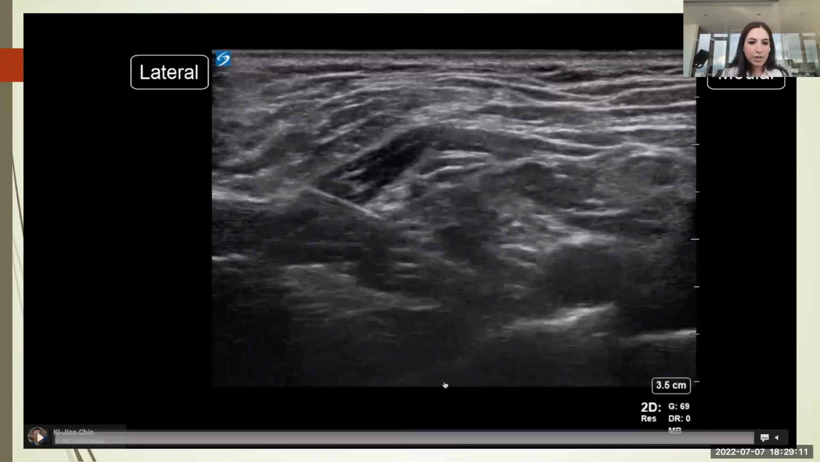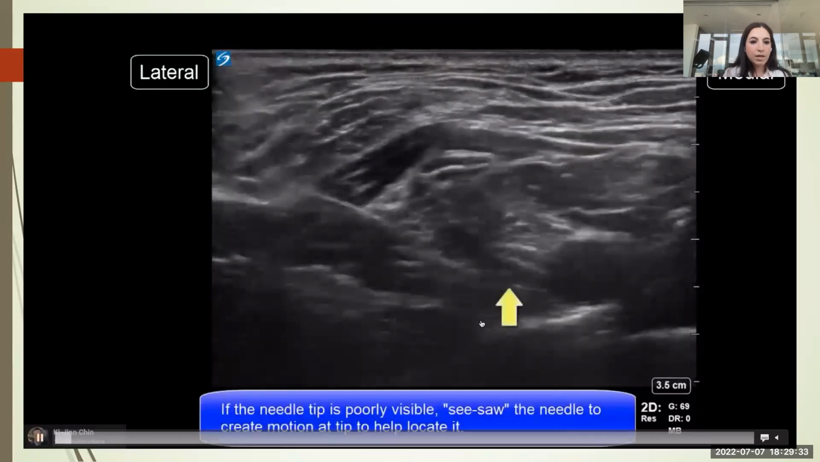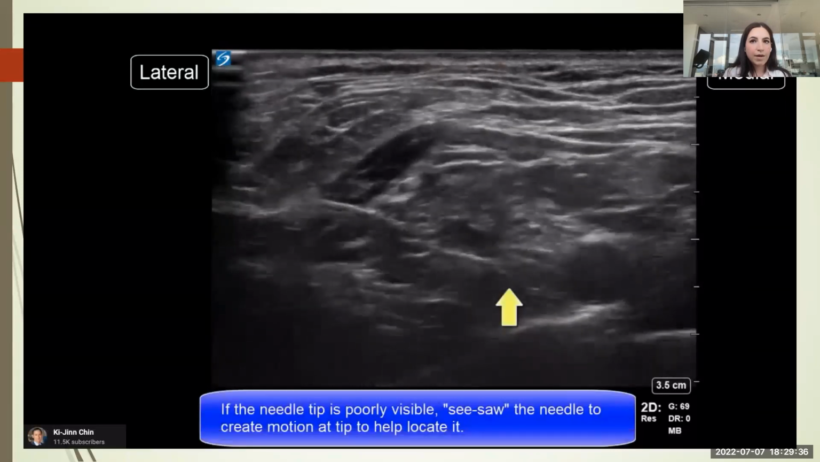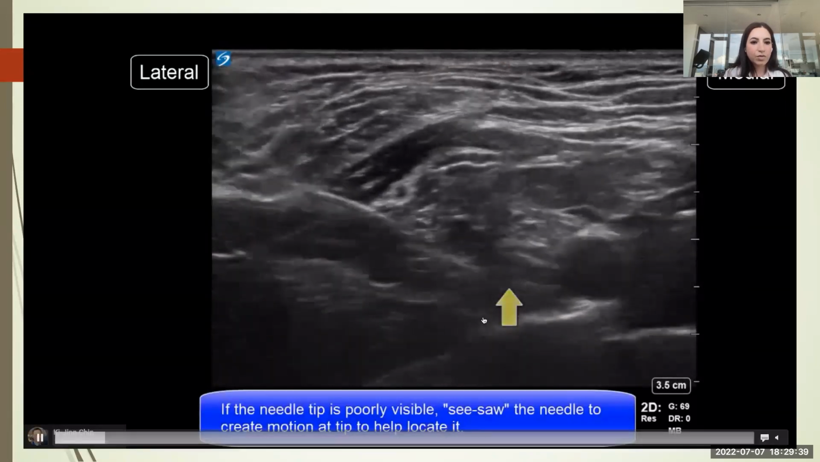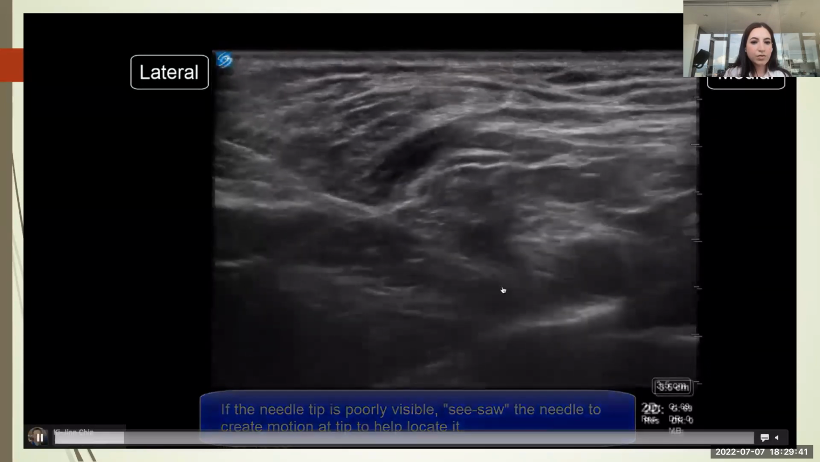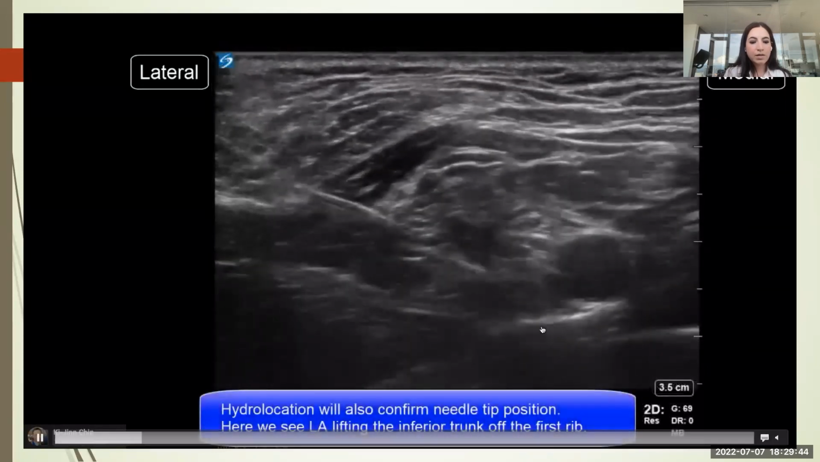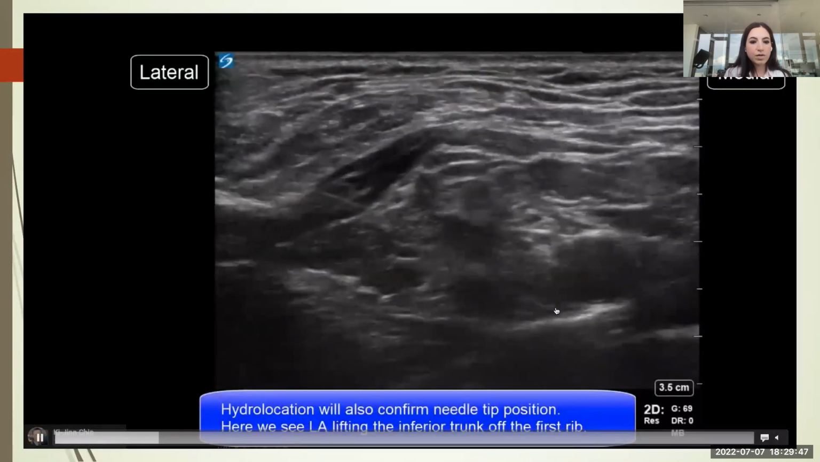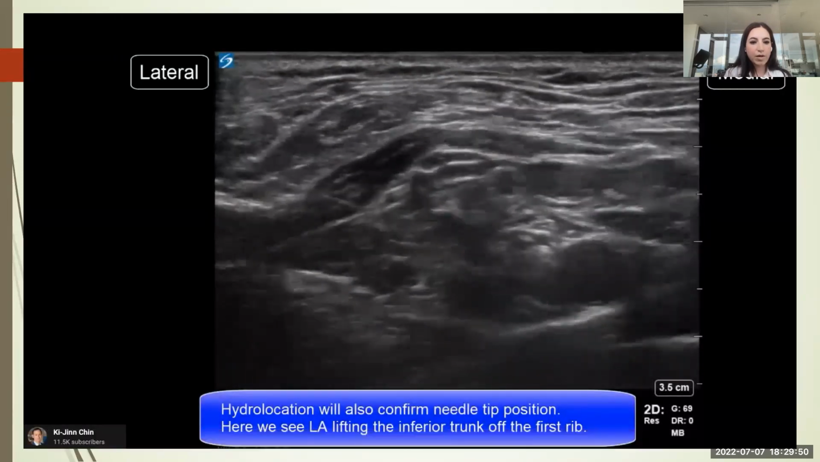So this particular video is not the most clear image of the brachial plexus, but there's your artery there. You can see the pleura deep and the first rib positioned appropriately underneath the artery. And the needle is targeting this corner pocket. The operator is using careful dissection or hydrolocation to create a space that they can subsequently continue to move their needle into until they reach that desired corner pocket.